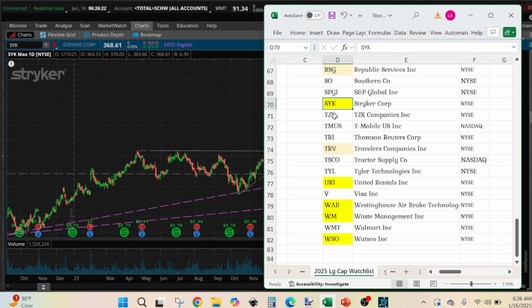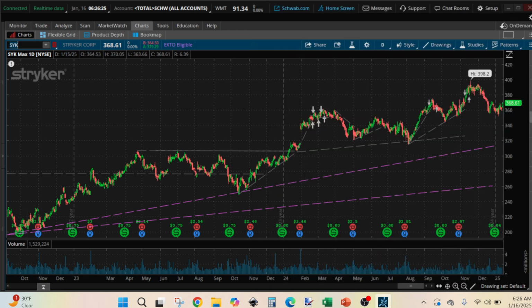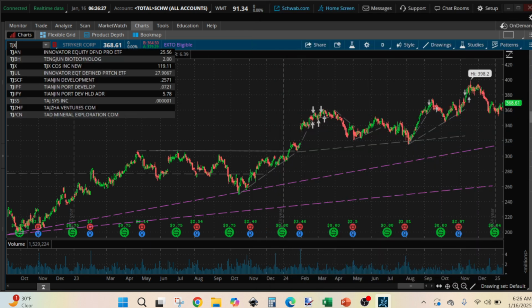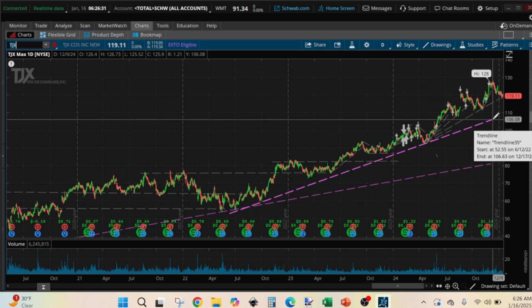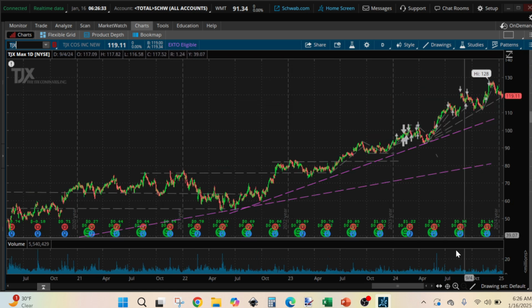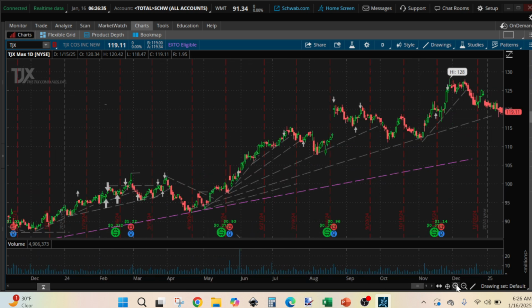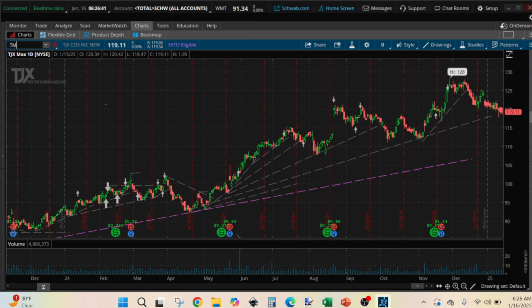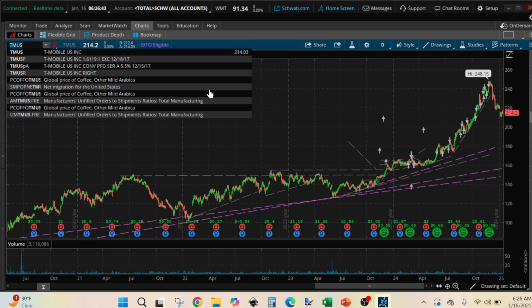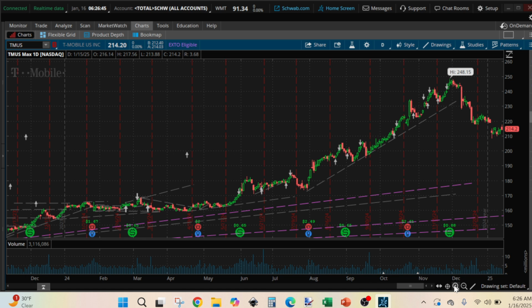The next one is TJX. So TJX, we like to buy at this trend line, but right now it's following this one. The next one is TMUS. We like to buy at the purple line, and right now it's going down.